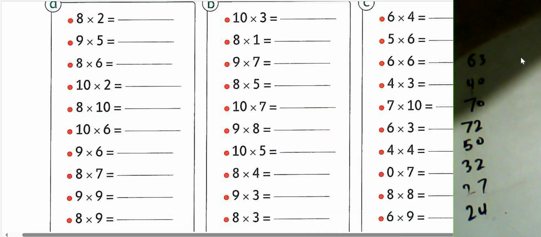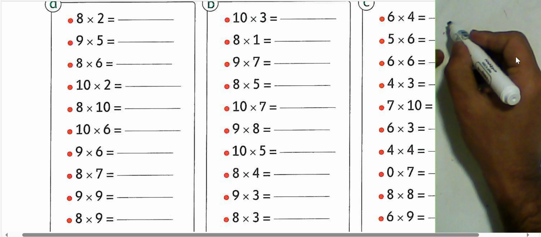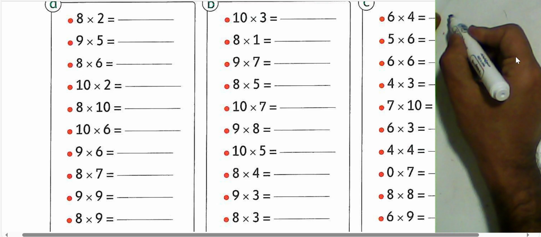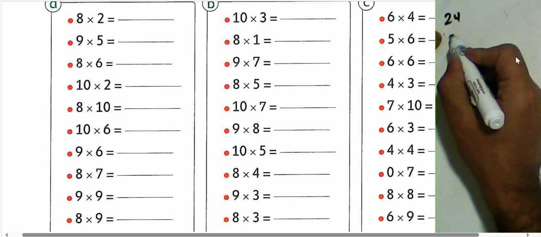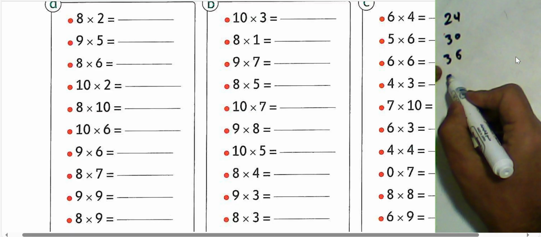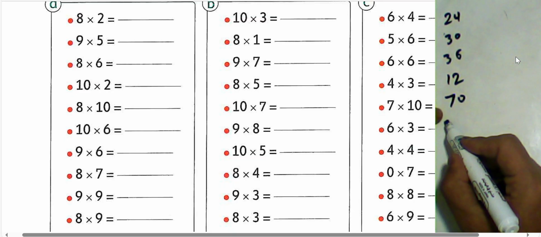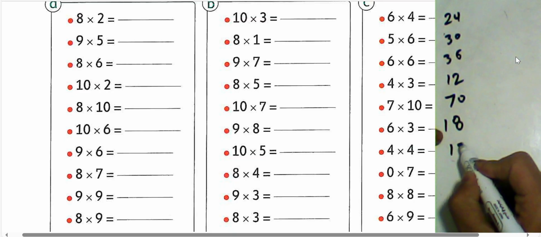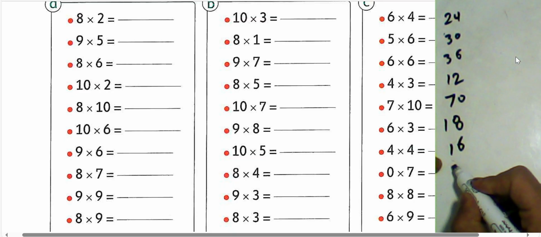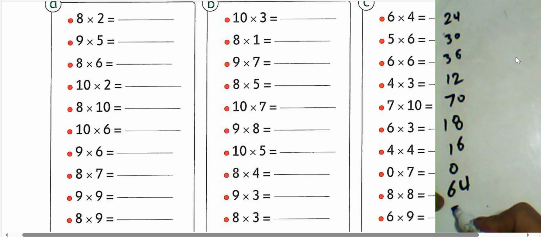Next question. We have here 4 times 6, 24. 5 times 6 equals 30. 6 times 6, 36. 3 times 4 equals 12. 7 times 10 equals 70. 3 times 6 equals 18. 4 times 4 equals 16. 0 times 7 equals 0. 8 times 8, 64. 6 times 9, 54.